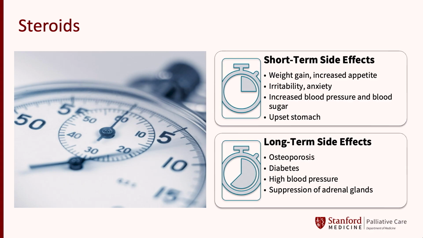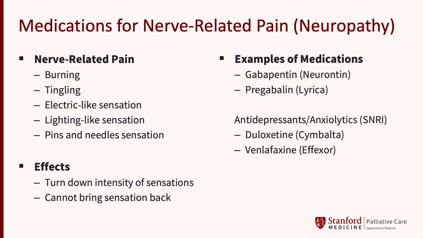Let's move on to take a look at some of our medicines for nerve-related pain. So Amy and Jake were talking a little bit about nerve-related pain, and I think of that as the burning, tingling, electric-like sensations, lightning-like sensations, or that pins and needles sensation. For anyone who has ever fallen asleep very deeply with your head on your arm and you wake up and your arm is just like, you've got to shake it out and you feel all those pins and needles, that's kind of the classic nerve-related pain.